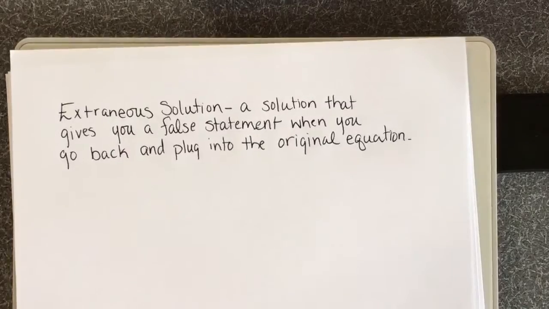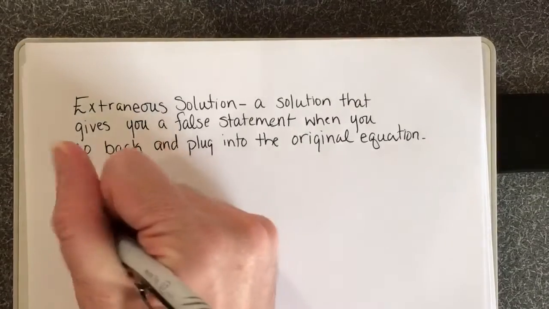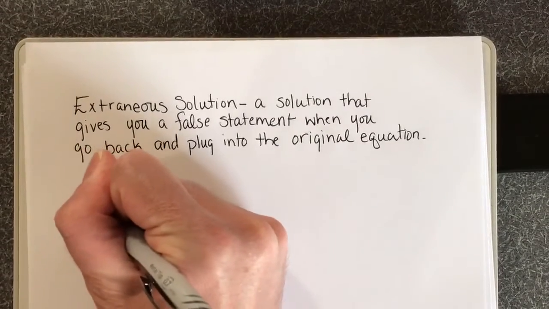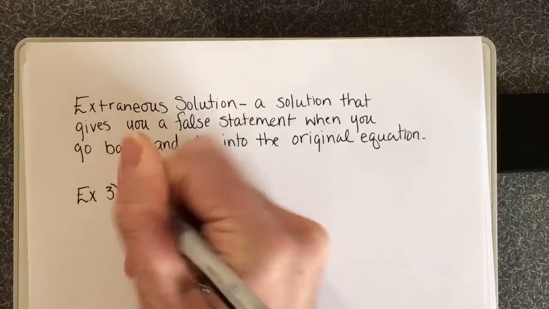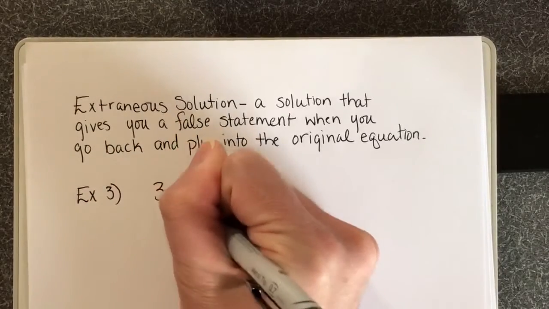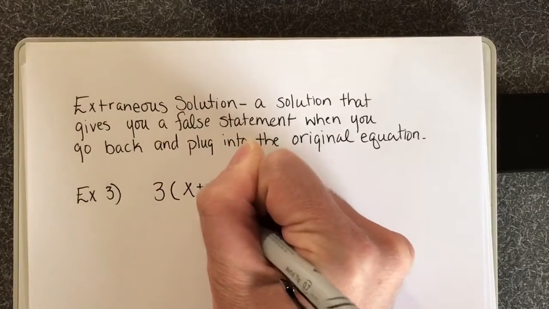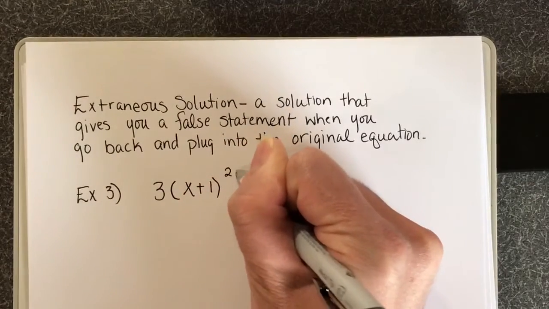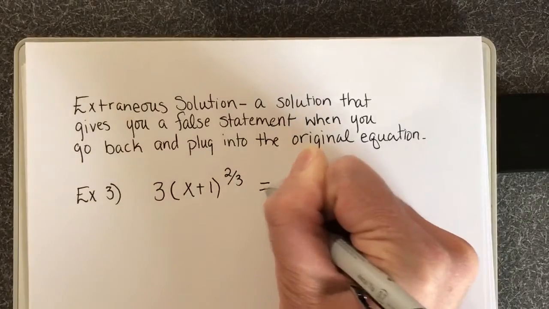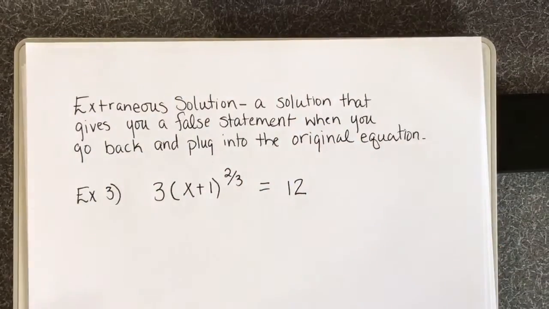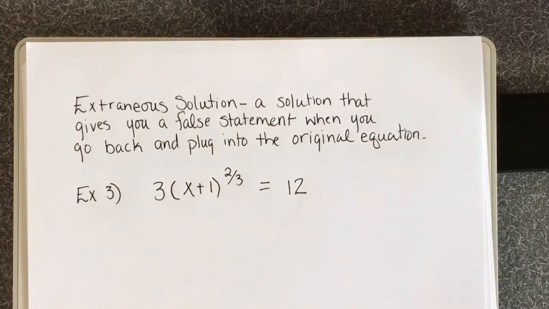Okay, so let's look at two more examples. So example 3. So 3, and then in parentheses, x plus 1 raised to the 2/3 equal to 12. Now in this example, notice how we have a rational exponent, but as you should know how to do, you should know how to now go from exponential to radical.